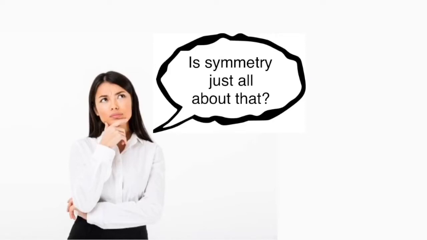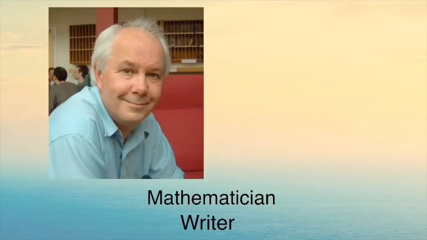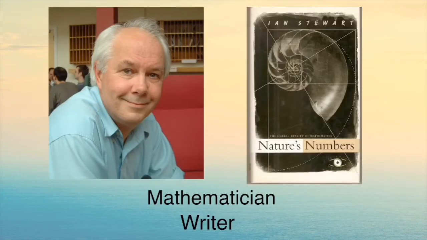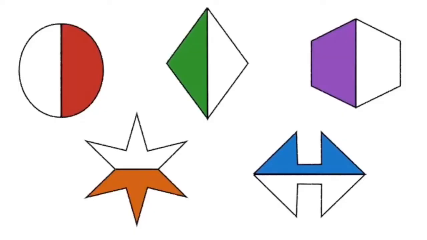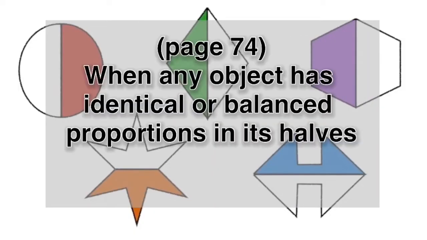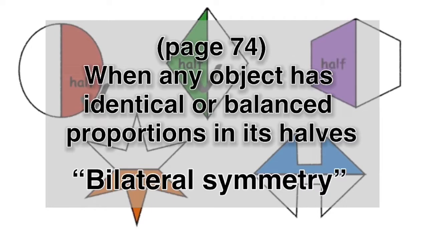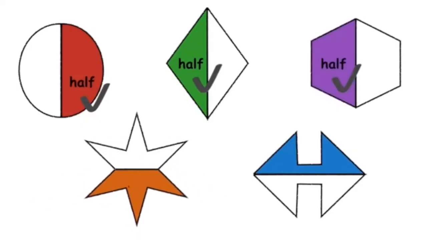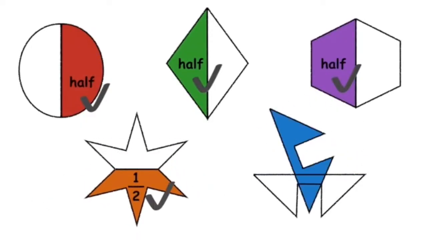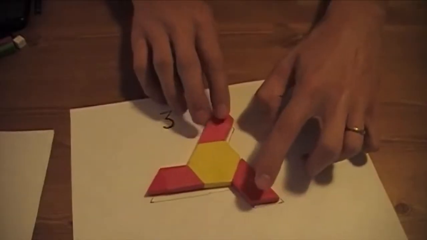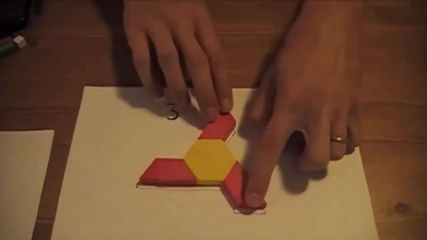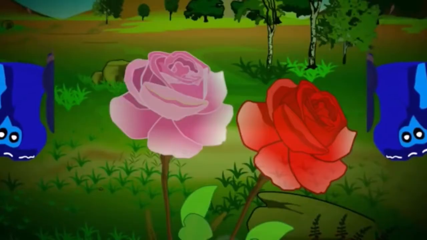Ian Stewart provides us with a different perspective of symmetry in his book, Nature's Numbers, particularly in Chapter 6, Broken Symmetry. Commonly, symmetry is described as a phenomenon when any object has identical or balanced proportion in its halves, which Stewart himself described as bilateral symmetry. He defines symmetry as the phenomenon wherein an object or shape becomes exactly like another even when you move it in some way, whether you turn it, flip it, or slide it.